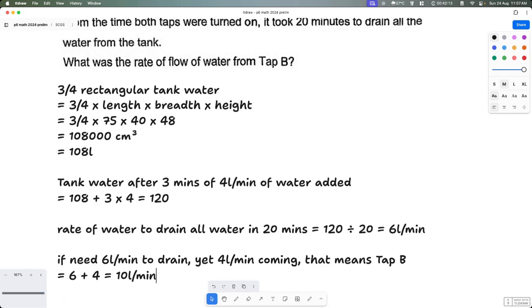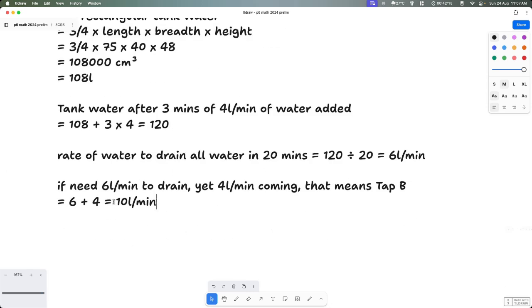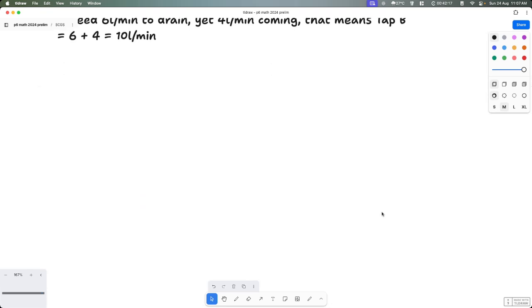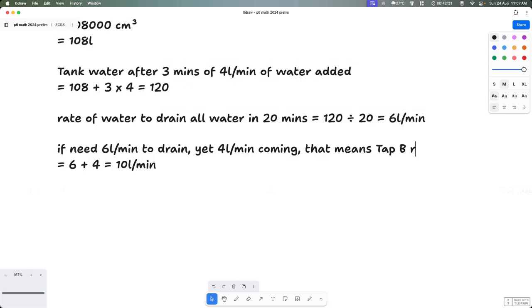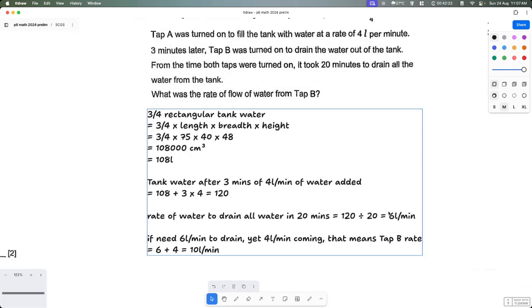Okay, there you go. So that's the answer: 10 liters per minute. So tab B rate. Okay, let's move on to the next question.